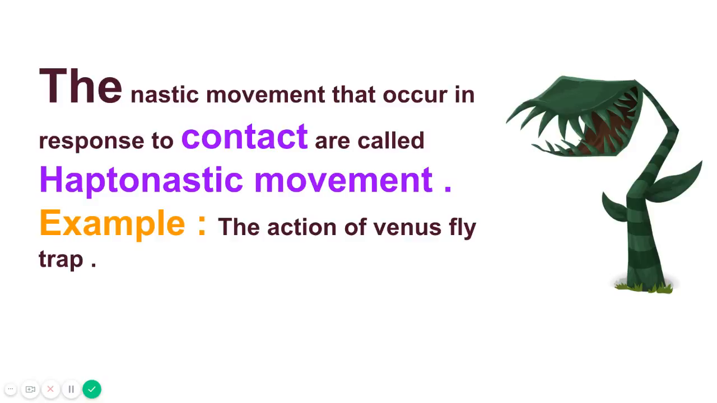Now the nastic movement that occur in response to contact are called haptonastic movement. The example is the action of Venus flytrap, as you can see in the diagram. Whenever a fly comes in contact with this plant, it eats that fly. So this type of movement is haptonastic movement.